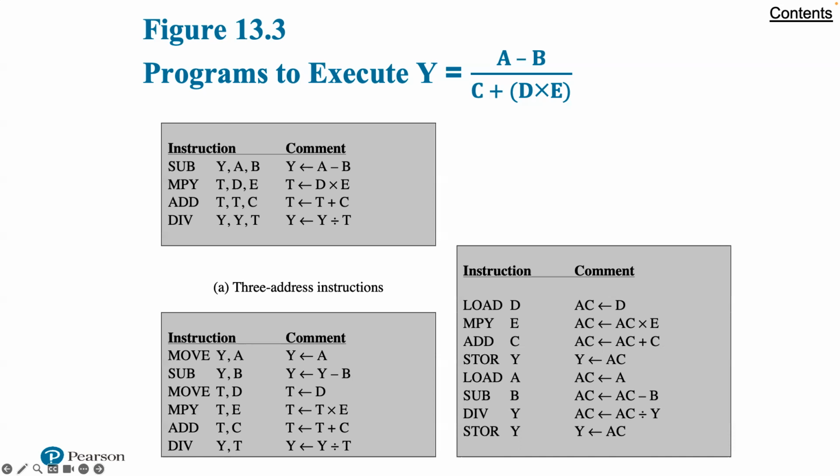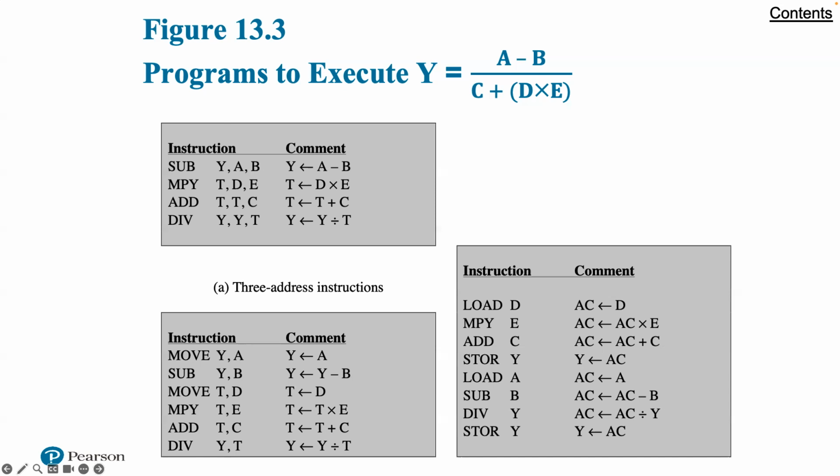Figure 13.3 that we're showing here compares typical 1, 2, and 3 address instructions that could be used to compute Y equals the quantity A minus B divided by the quantity C plus the quantity D times E. With 3 addresses, each instruction specifies 2 source operand locations and a destination operand location.